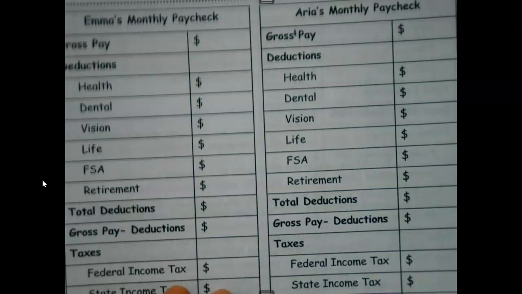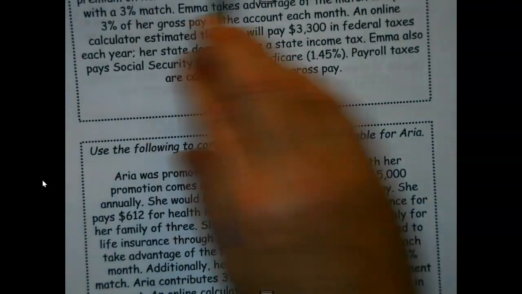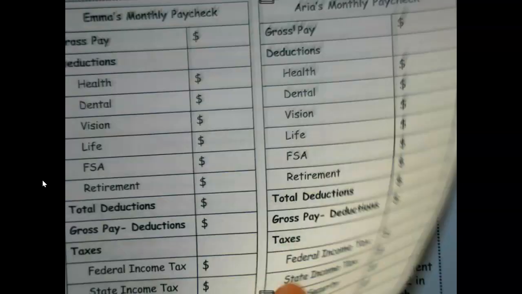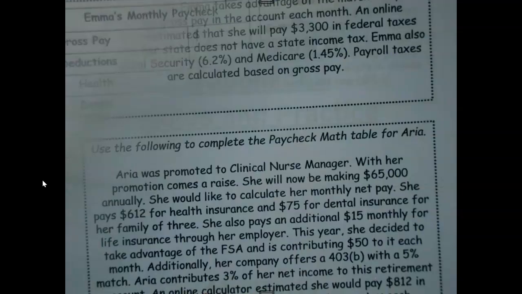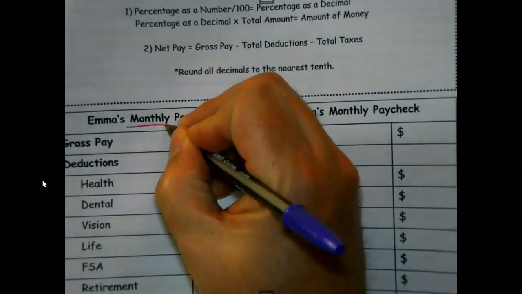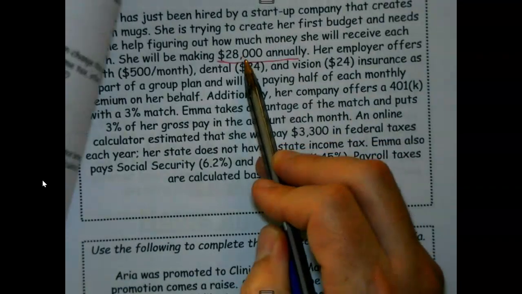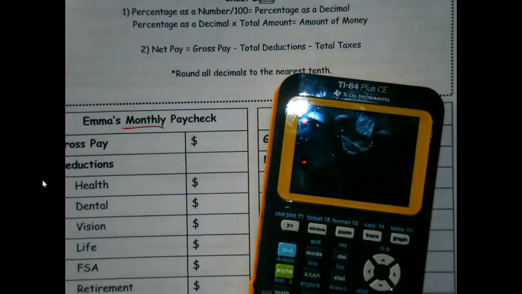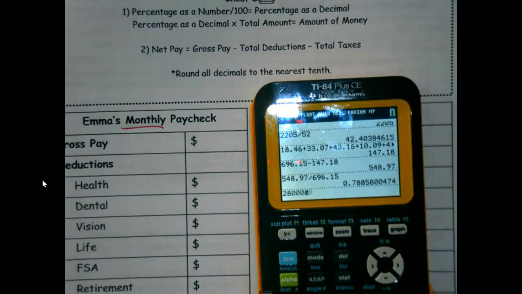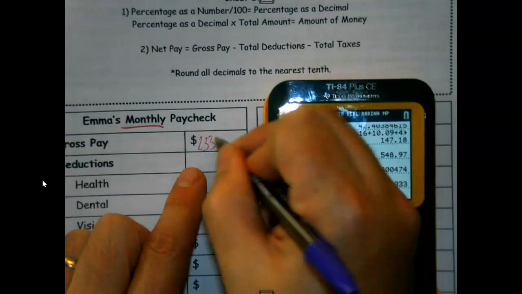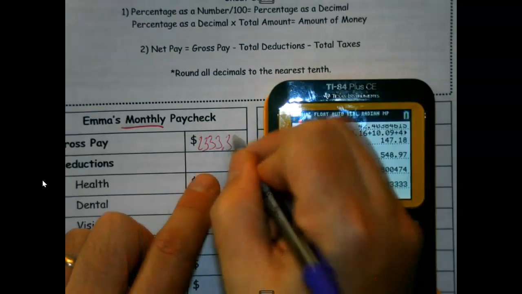So if we started doing Emma's monthly paycheck. Emma's been hired by a startup. She'll be making $28,000 annually. Now be careful. $28,000 annually. This is a monthly paycheck. So what do I need to divide this by to turn it into monthly? 12. So we're going to take 28,000 divided by 12. Gross pay, 2,333.33.